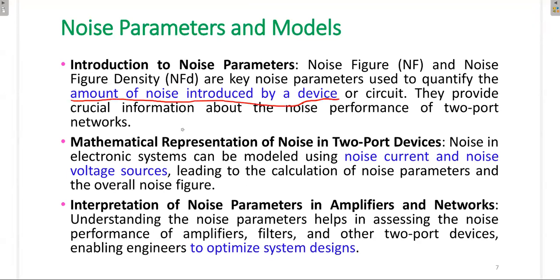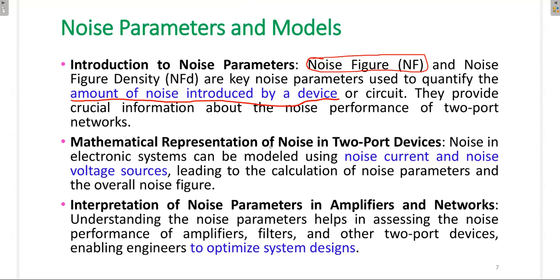The problem is that the signal is already coming with some noise or interference. When we are processing that signal, our processing system itself will generate some noise. So that has to be analyzed. To define how much noise is generated by the device, we use the parameter called noise figure or noise factor. In the upcoming slides, we will see very deeply what noise figure is. This noise figure provides crucial information about the noise performance of a two-port network.